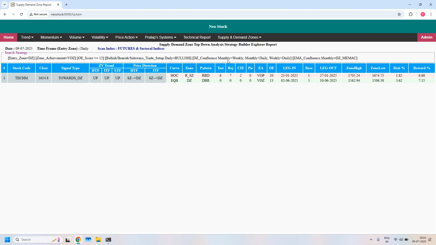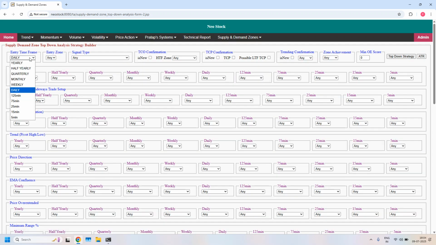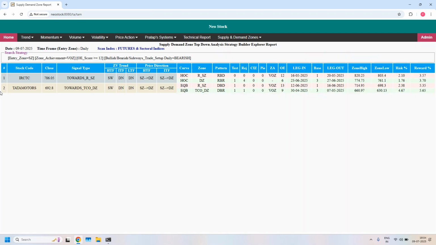Next, monthly income trade, bearish trade setup. Entry time frame daily, entry zone supply zone, bullish or bearish at daily time frame. I am selecting bearish. Zone achievement VOZ, minimum order hands score 12. Let's filter. We got 2 stocks supporting daily supply zones or entry zones.